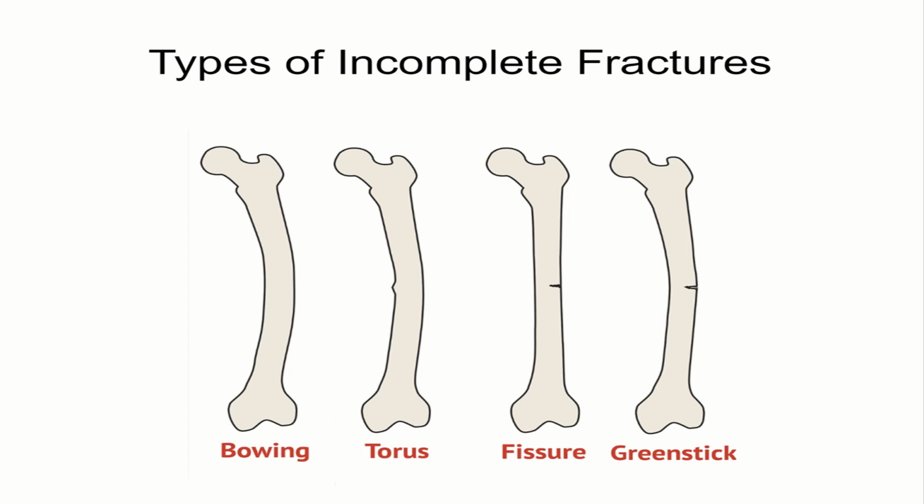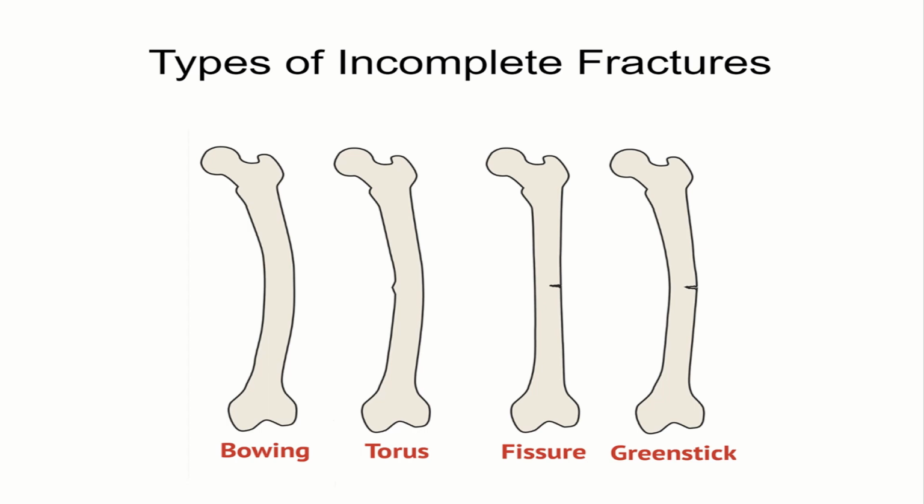So the first one we have is bowing. So this is where the bone actually bends. And like I said earlier, this is what we see in childhood usually. We don't usually see this in adulthood because what happens here with bowing is the bone bends and we actually have some damage interiorly to the structure, but it's just slightly bent.